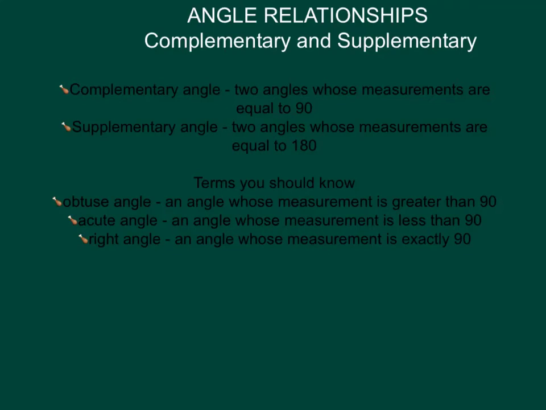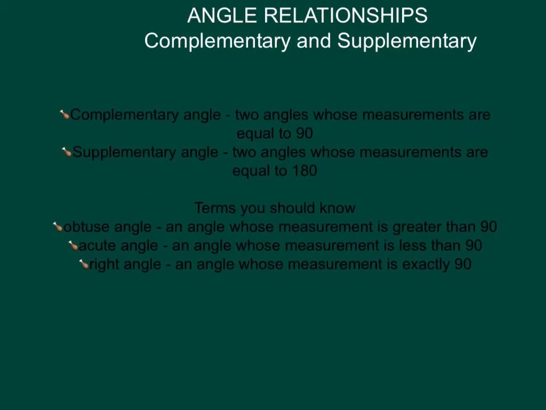In this lesson, we are learning about angle relationships, primarily about complementary and supplementary angles. There are several vocabulary words that we will need to learn for this lesson. Let's start with complementary. The first word is complementary angle. A complementary angle is two angles whose measurements are equal to 90 degrees. Okay? And so remember, that is two angles.